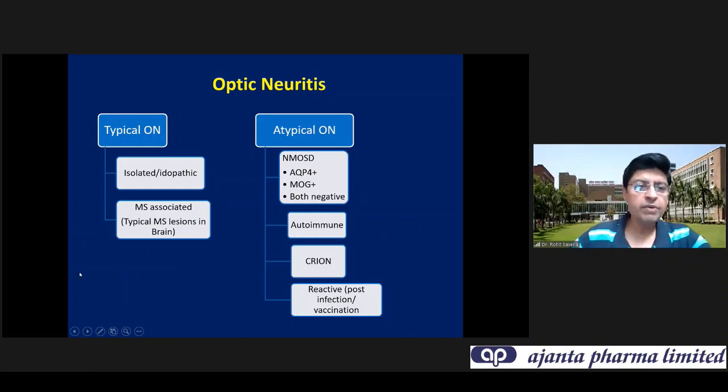So this is how we would see. If a presentation, again, this is just based on the presentation, if it's a typical optic neuritis, the clinical features are typical. You have an isolated or idiopathic optic neuritis. It could be associated with multiple sclerosis, which will, as we will see, have very typical brain lesions on MRI.